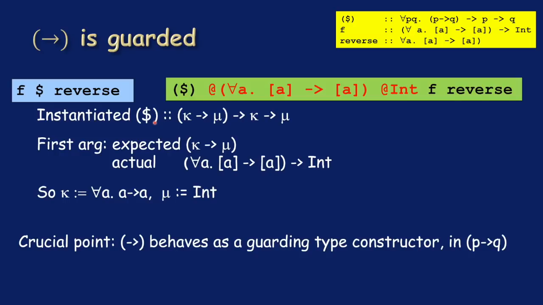The actual is the type of f, which is an arrow type. And so the only way to solve these is for kappa to be equal to for all A, list of A to list of A. Oh, typo here. It should be: kappa is for all A, list of A to list of A here, and mu isn't. So the important thing for this slide is that arrow behaves as a guarding type constructor. That's very helpful. It gives Quick Look, it's not essential to the whole idea, but it gives a lot more power to the approach. In particular, it makes $ work well. Okay.